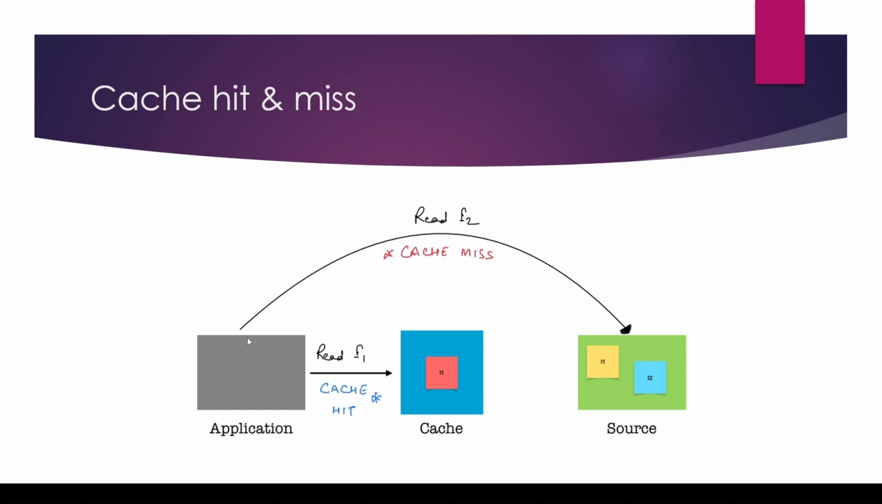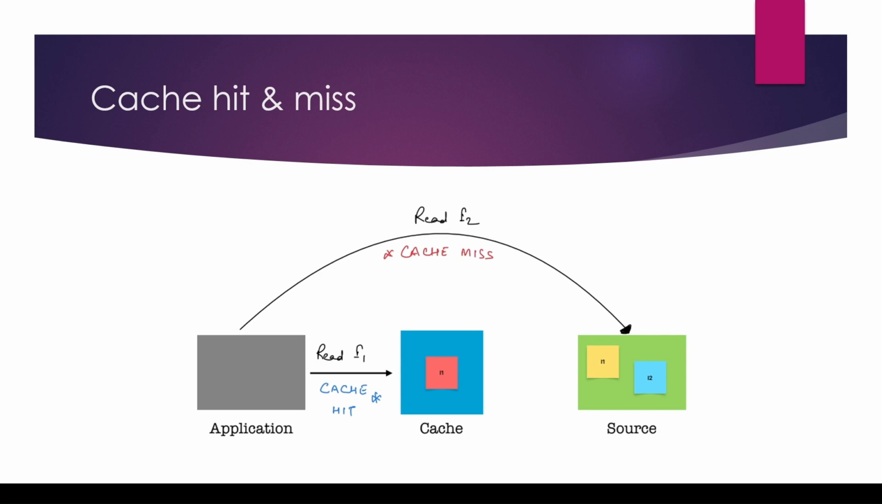But when the application is requesting item I2, it checks the cache, but in this case, the item I2 is not present in the cache. So this will result into a cache miss, and in this case, the application will read the data directly from the source.